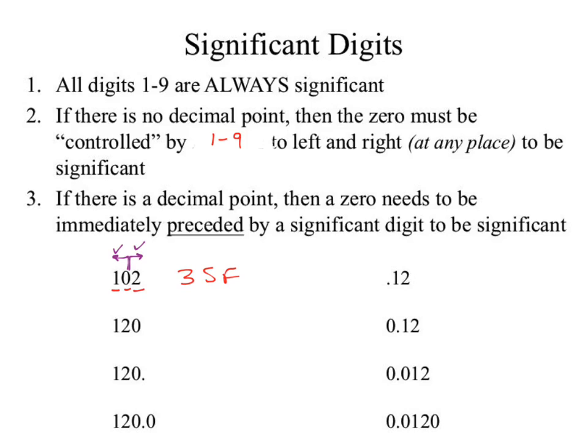How about the next number? 1 and 2 are significant. We'll take a look at the 0. That one's not. Why? There's no specified decimal point. So I have to look to the left. Do I have a significant digit? Yes. Do I have one to the right? No. Which means not significant. I only have 2 sig figs.